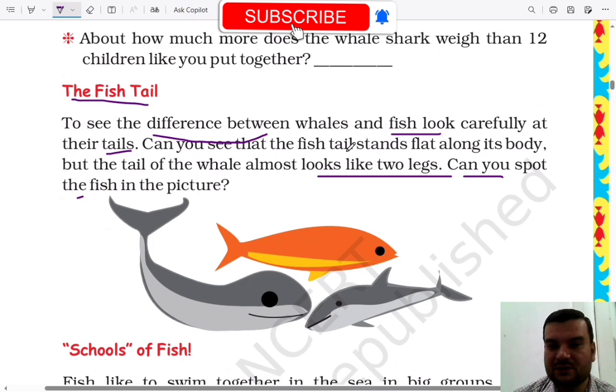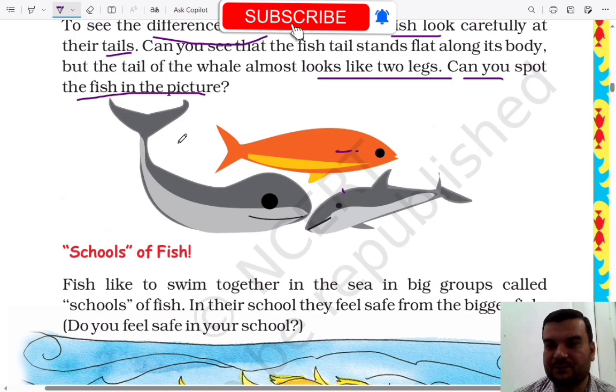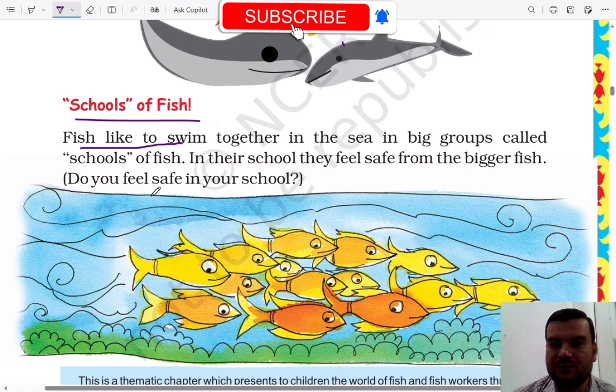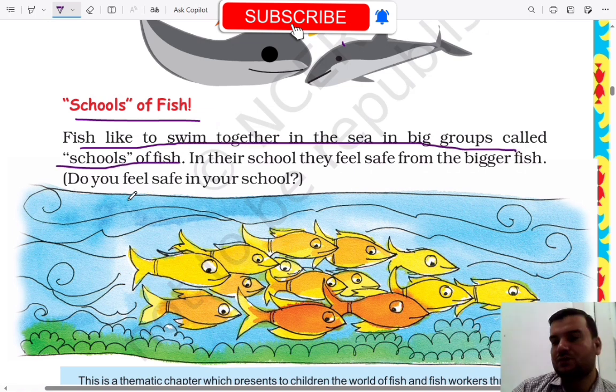Schools of fish. Fish like to swim together in the sea in big groups called schools of fish. In videos on YouTube and elsewhere you have seen fish swimming together in a group. That big group is known as a school of fish. In their school they feel safe from the bigger fish. When they are together, they feel safe.